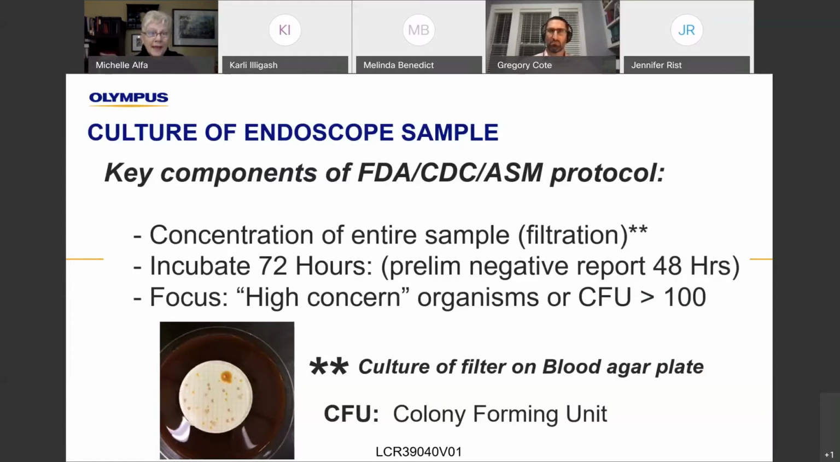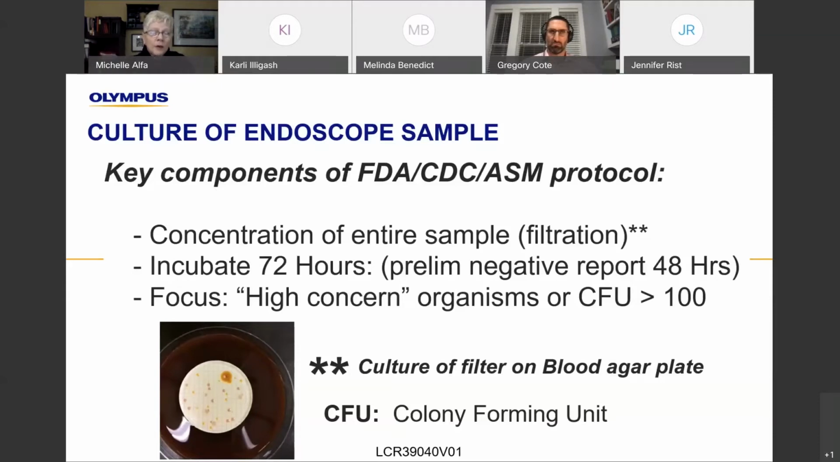Now, in terms of what the lab does with this, this is one of the key parts of the protocol. What we want to do is get the most sensitive culture protocol. And if you look at some of the published data in the past, a sample might have been 20 or 40 mils, but only 0.1 mil was actually plated onto the blood agar plate. That's a very small fraction of the entire sample.